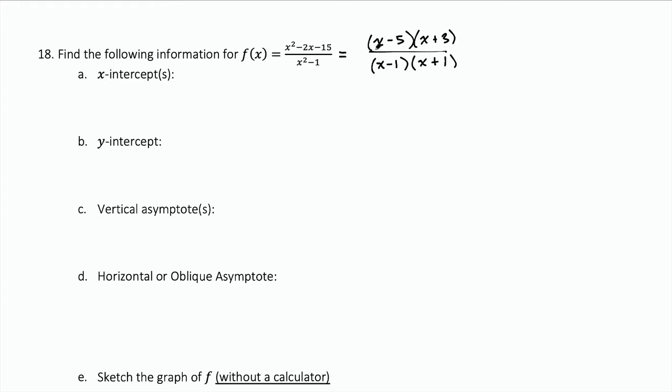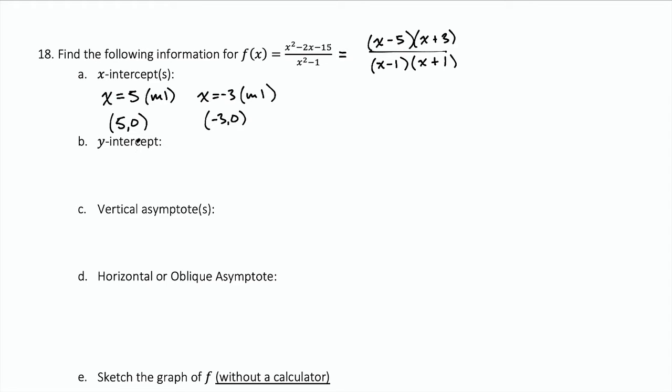For our x-intercepts, we get the zeros of the numerator. So that's x equals 5, which has a multiplicity of 1, and x equals negative 3, which also has a multiplicity of 1. And to write those as x-intercepts, we write them as points, (5, 0) and (-3, 0).